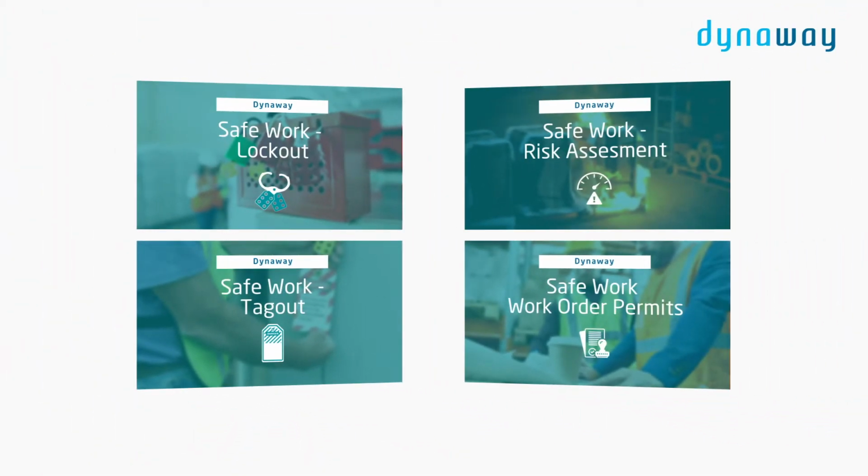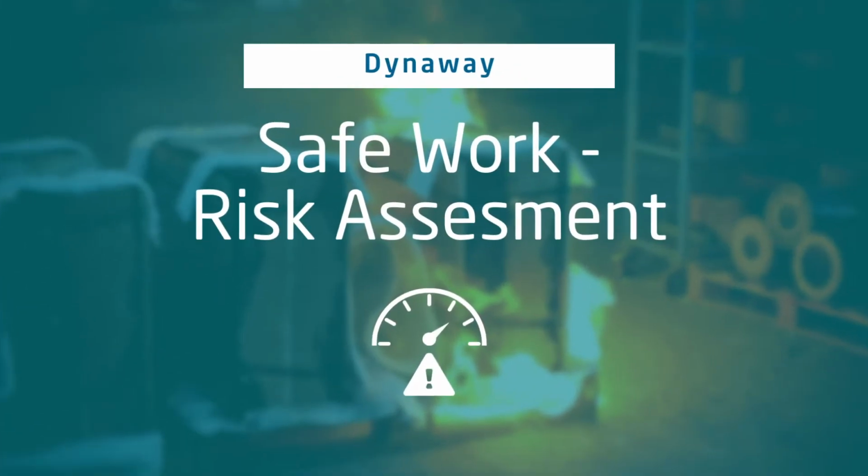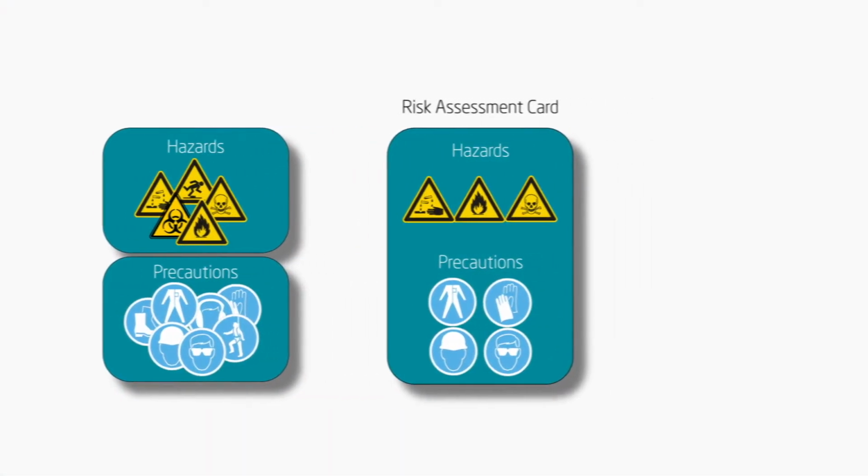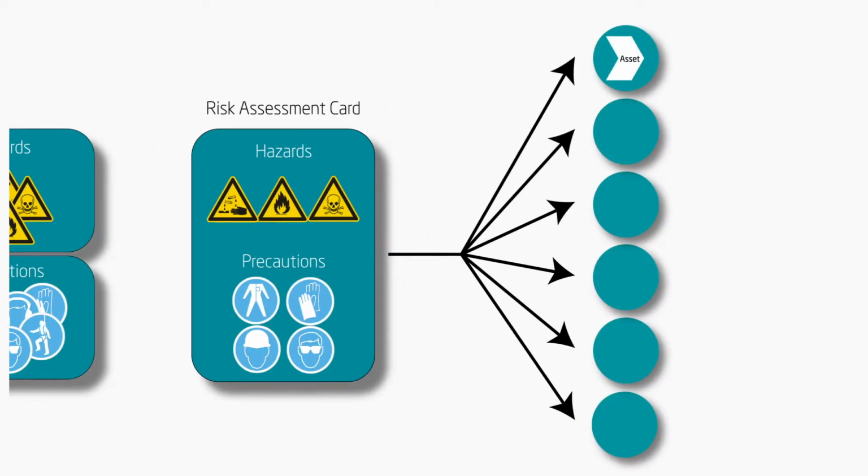Risk assessment will allow you to warn your workers about risks and precautions they should be aware of when working with selected work orders and assets. You'll be able to collect hazards and precautions in Business Central and then list them on risk assessment cards. These can then be connected to assets, asset categories, asset locations, work types, work order plans, and items.